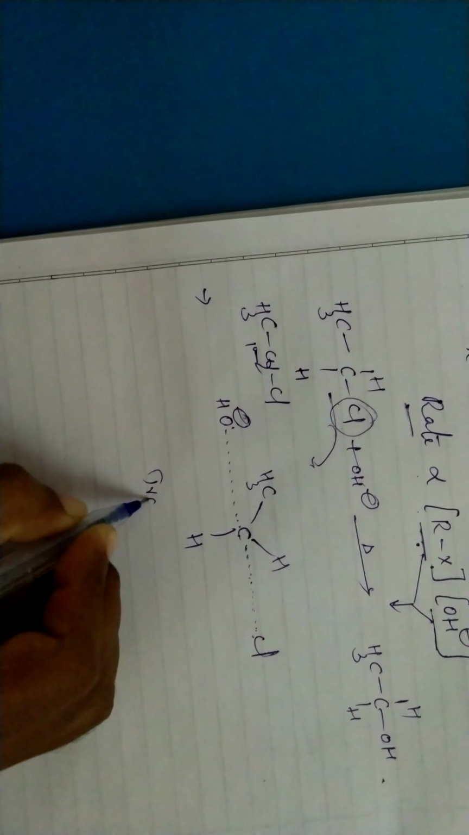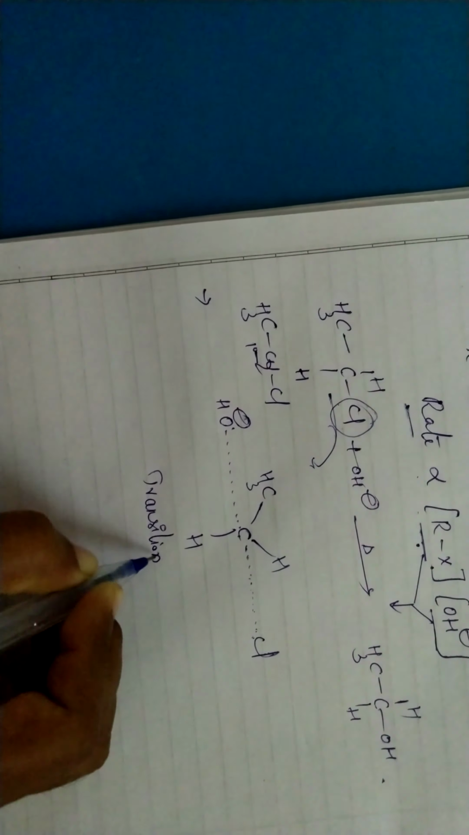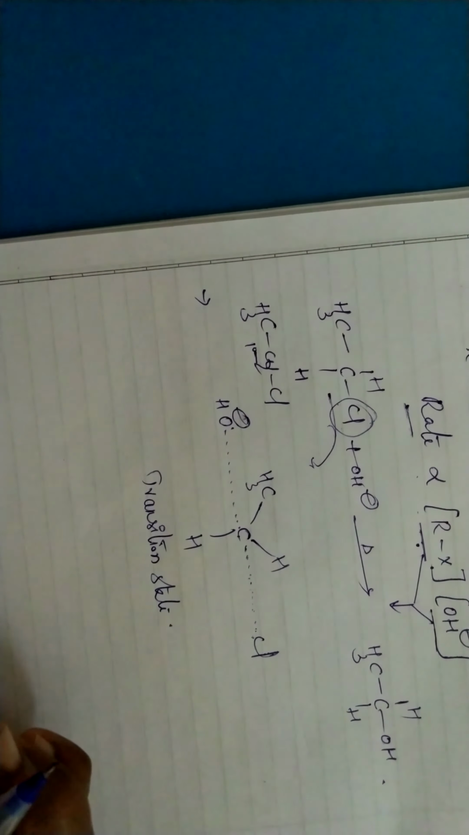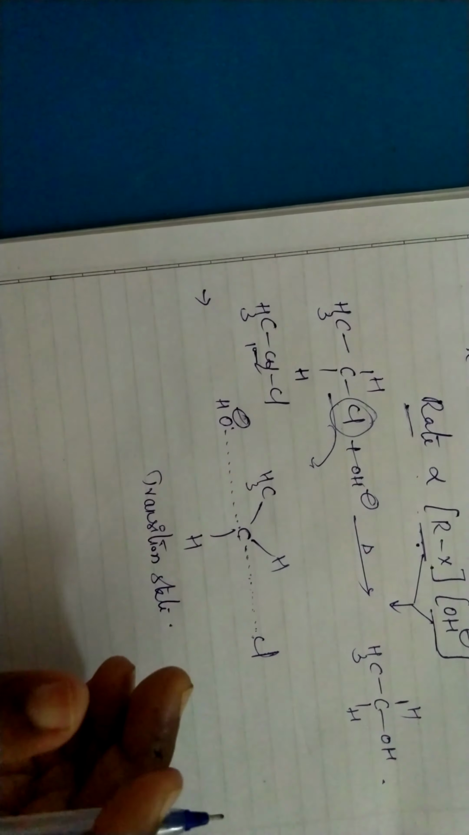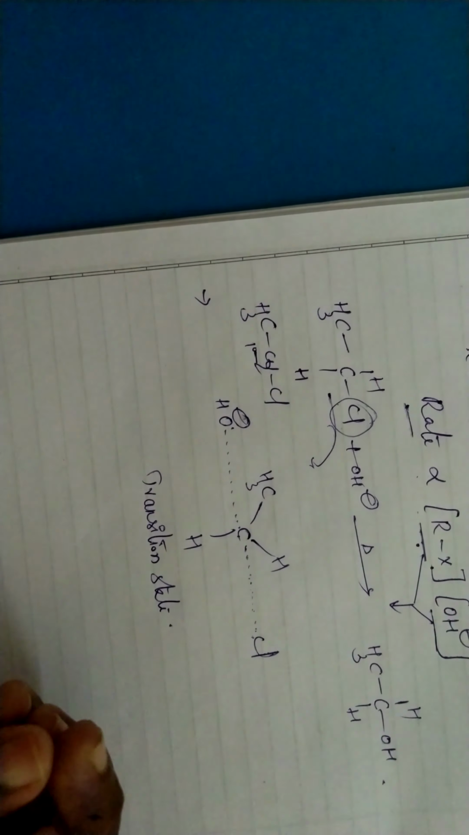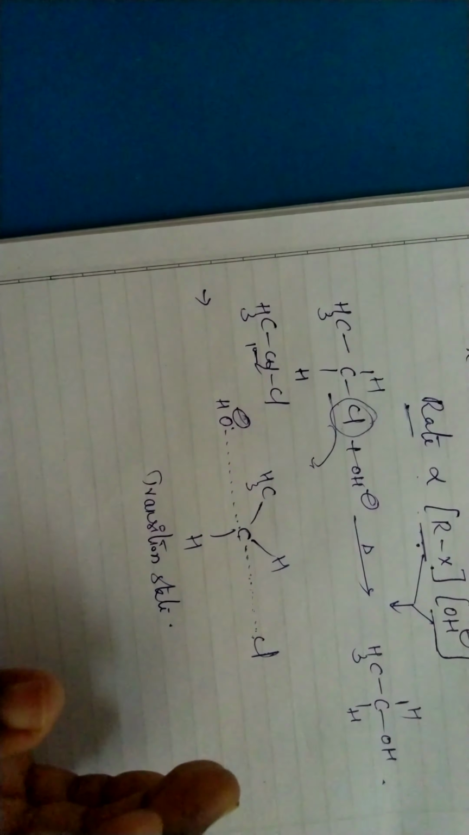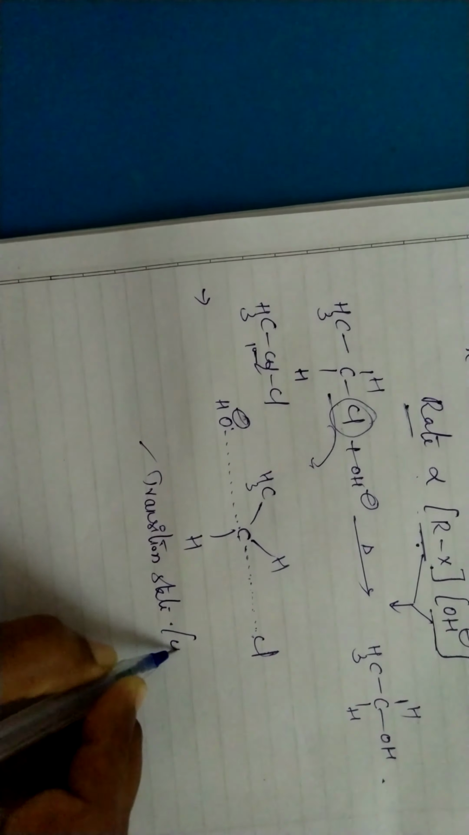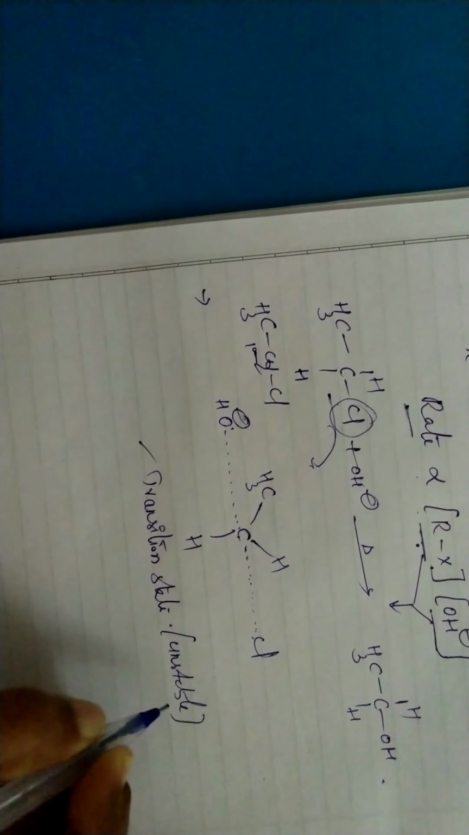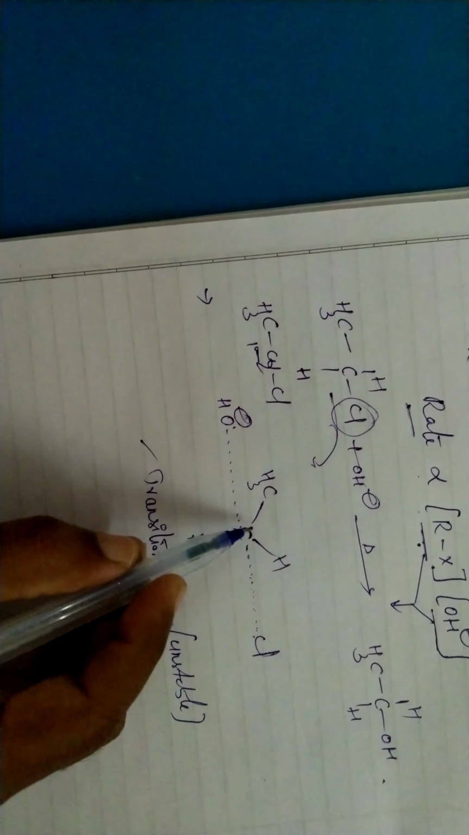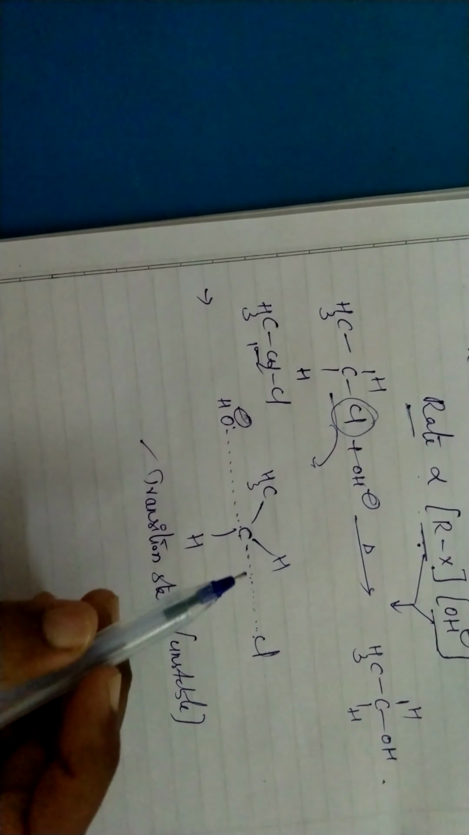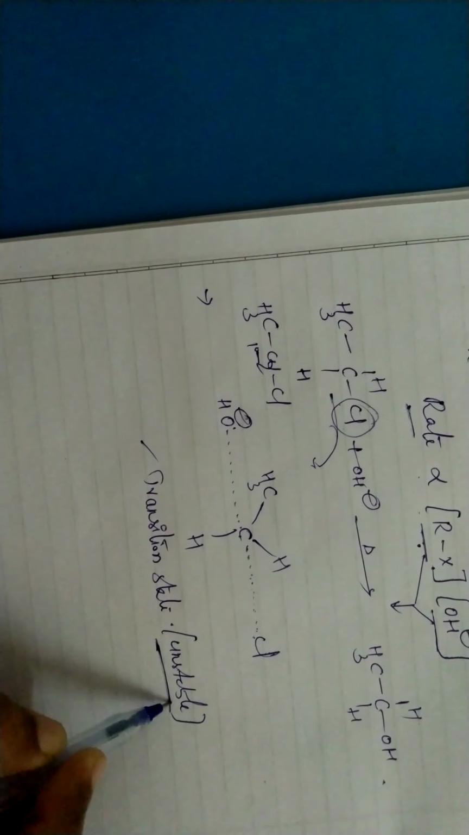So this is called the transition state. That means unlike SN1, where we have a stable intermediate, that is the carbocation, in SN2 there is no stable intermediate. We have only a transition state, which is very unstable. Why? Because if you observe around the carbon we almost have 5 bonds, but carbon cannot form 5 bonds. That's why it is very unstable.